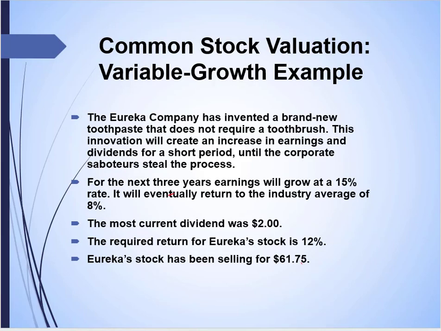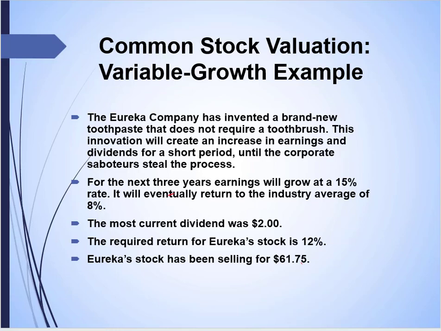So let's see how this might work with a company. We have a company with a new invention: toothpaste that doesn't require a toothbrush. So for the next 3 years, earnings are going to grow at 15%. Eventually, it's going to return to an industry average of 8%. The most current dividend is $2. The required return for the stock is 12%, and it's currently selling for $61.75. Now, this super growth period is 3 years.